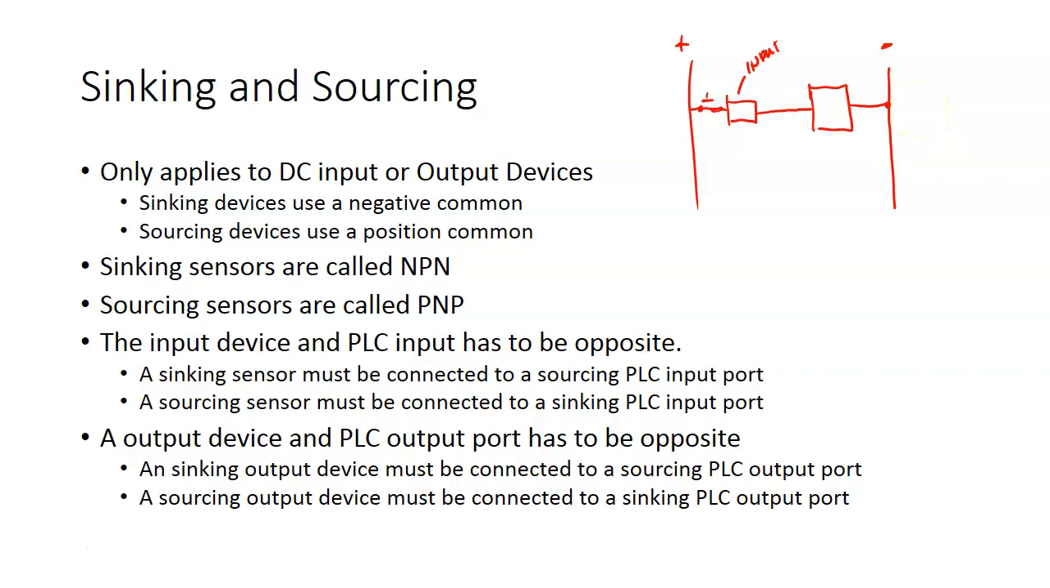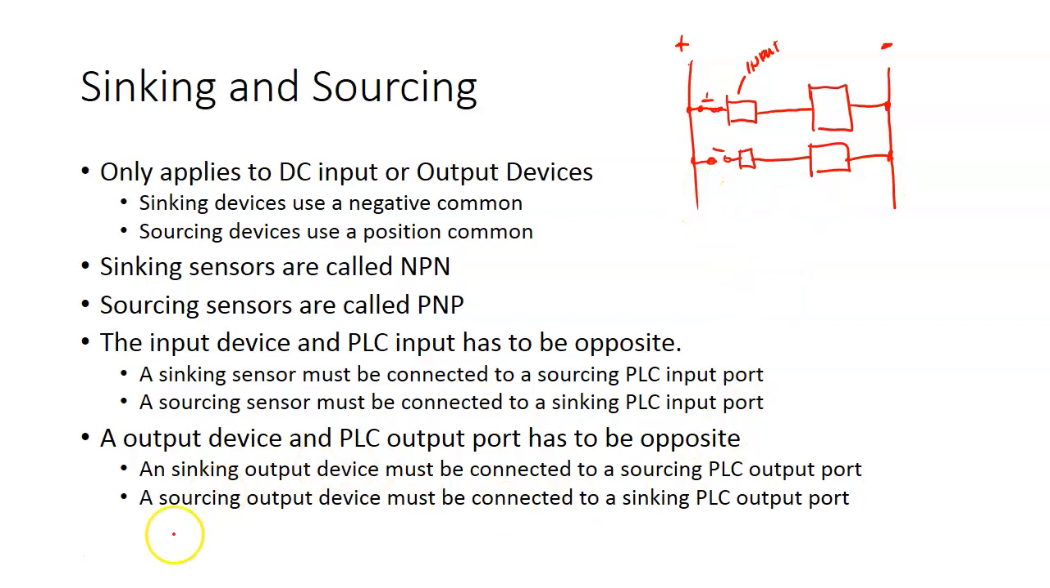So right now, if I came over here and hooked up a bunch of input devices, and I'm just going to put push buttons, but these could actually be sensors, then we call this a common. A common is just a conductor that a lot of devices hook up to. So right here, these push buttons are using a positive common. If the push button uses a positive common, then the PLC's got to use a negative common.